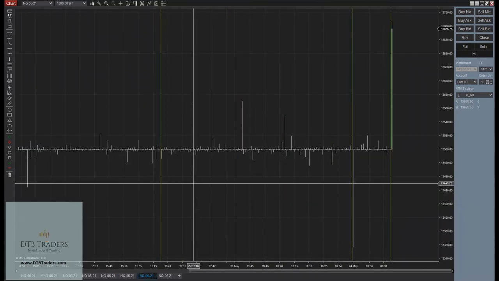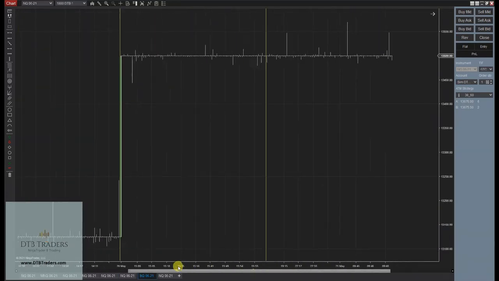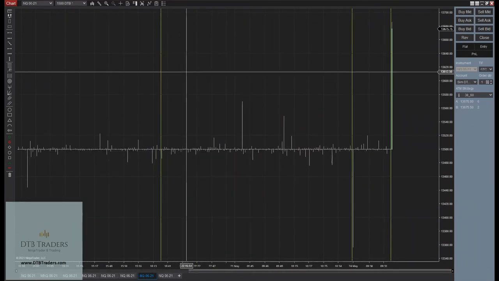Okay, so the next indicator we're going to look at is the flat baseline indicator.